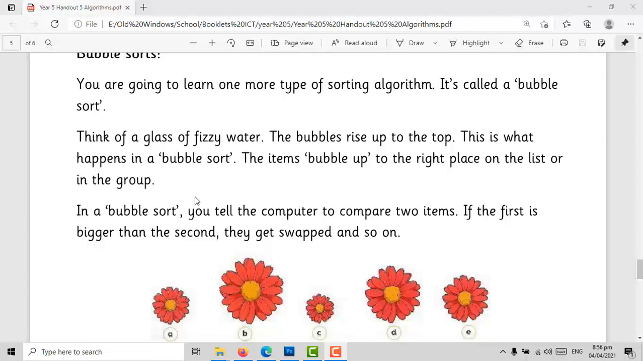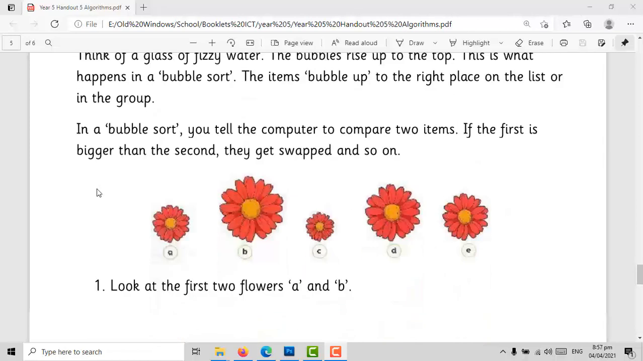So think of a glass of fizzy water. The bubbles rise up to the top, right? Whenever you pour the Coke into a cup, you always notice that the bubbles rise up to the top. This is what happens in the bubble sorting. The items bubble up to the right place on the list or in the group.